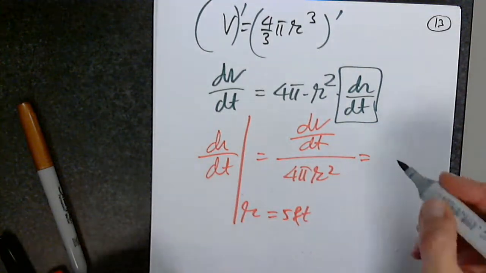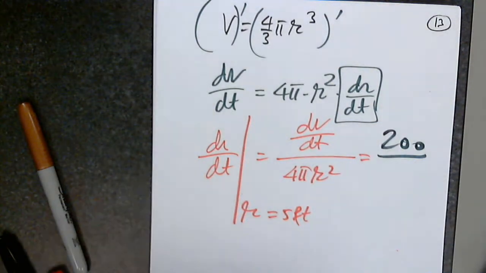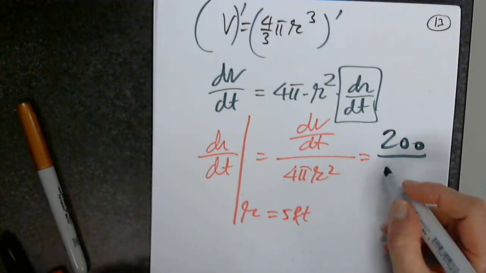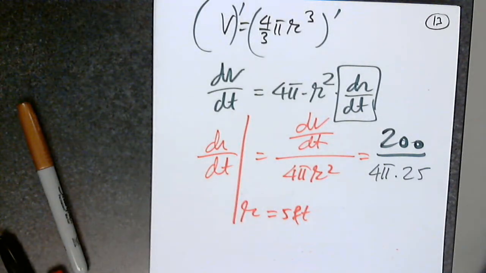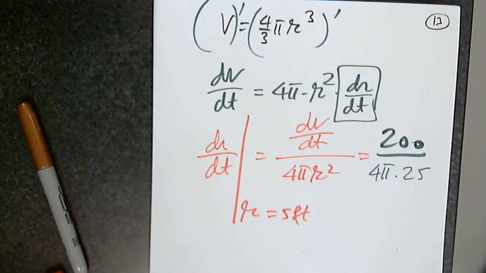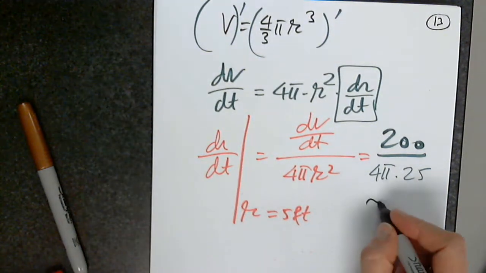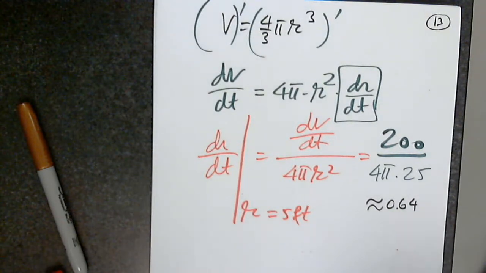So dv over dt was given to us to be 200. 4 pi is 4 pi. And 5 squared is 25. You can simplify. However, I will still put it in the calculator. It's 200. Careful with the denominator. Now the denominator has to be in parentheses. 4 pi. 4. Here's pi. Multiply by 25. So, 0.64 approximately. Measure my unit, please.